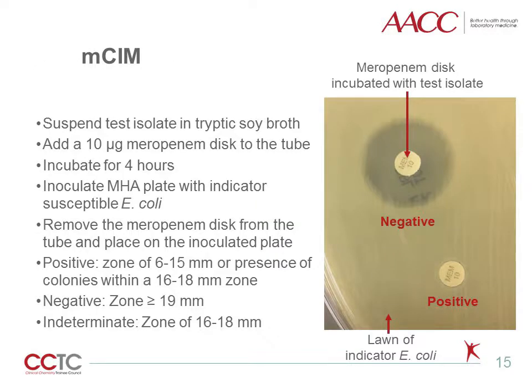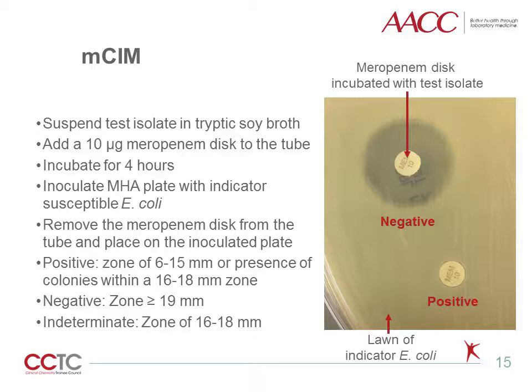The mCIM test is a carbapenem inactivation test. The test isolate is suspended in tryptic soy broth in a microcentrifuge tube, and a 10 microgram disc of meropenem is added to the suspension. The tube is incubated for 4 hours. A Mueller-Hinton agar plate is inoculated with a lawn of indicator E. coli. The meropenem disc is removed from the reaction tube and placed on the lawn, and the plate is incubated for 18 to 24 hours.